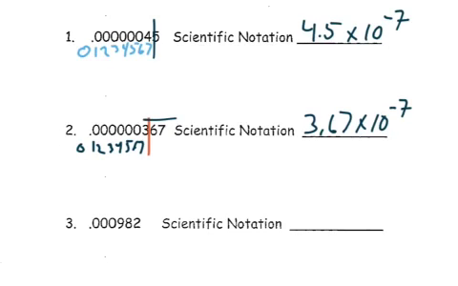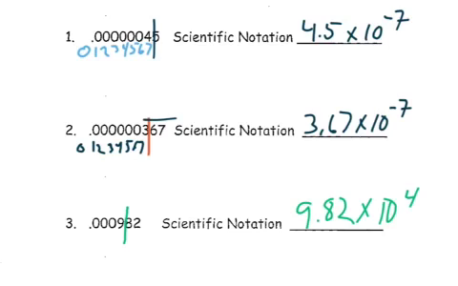Take a look at number 3. Go ahead and put your line right after that first digit so you know when to stop. Now this time I'm just going to count mentally. So out here is 0. So 1, 2, 3, 4. That's when I hit the 9. So this one's going to be 9.82 times 10 to the negative 4th, because I forgot to write the numbers. I forgot what number it was.